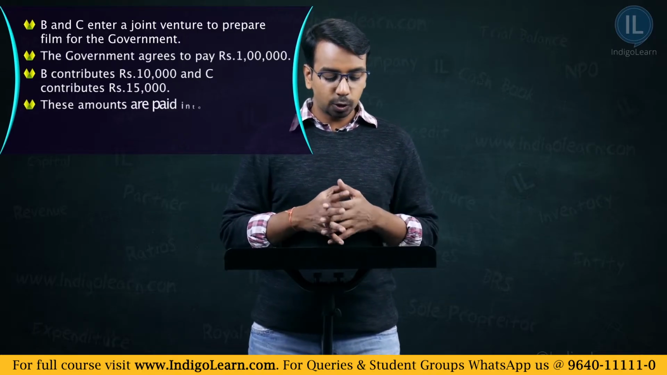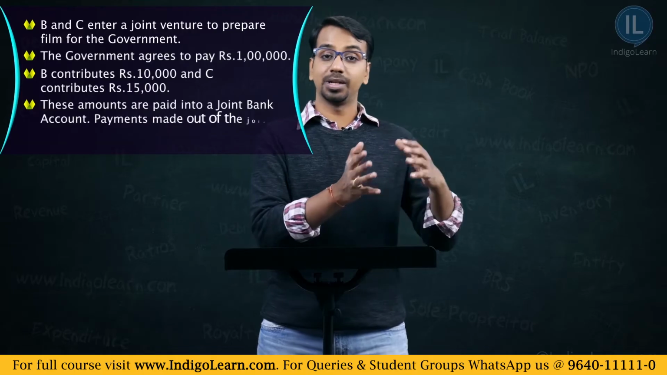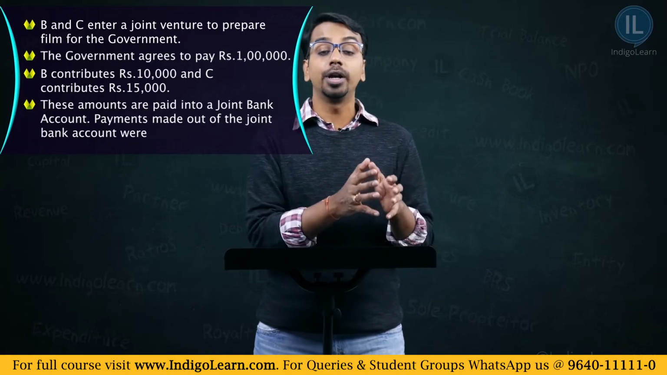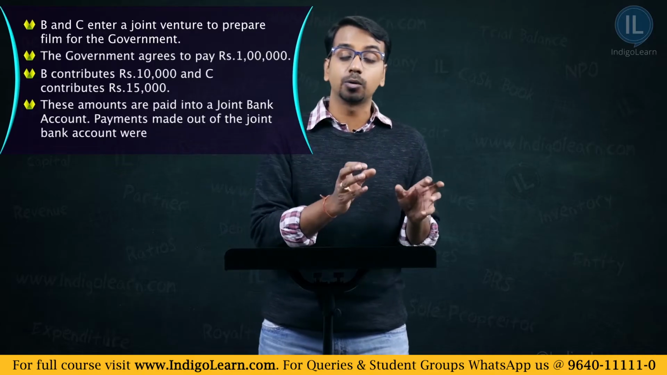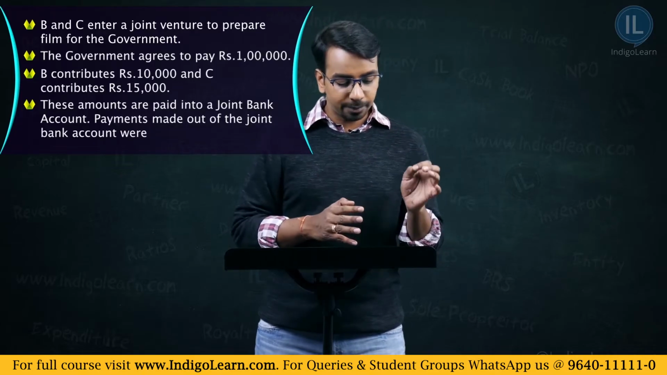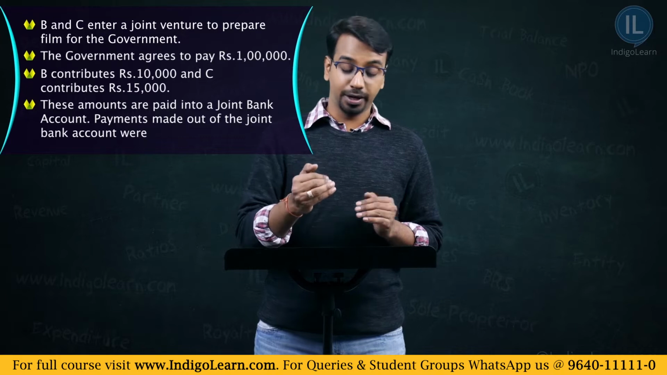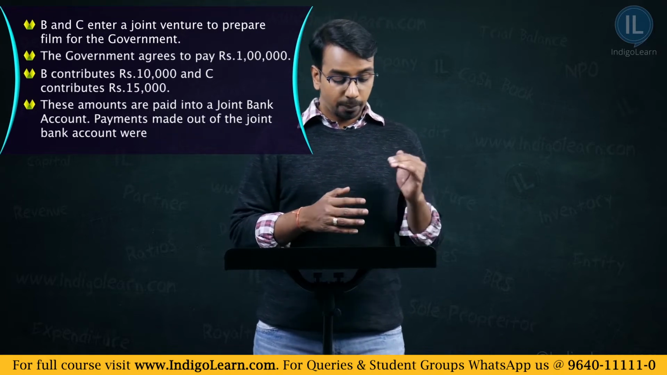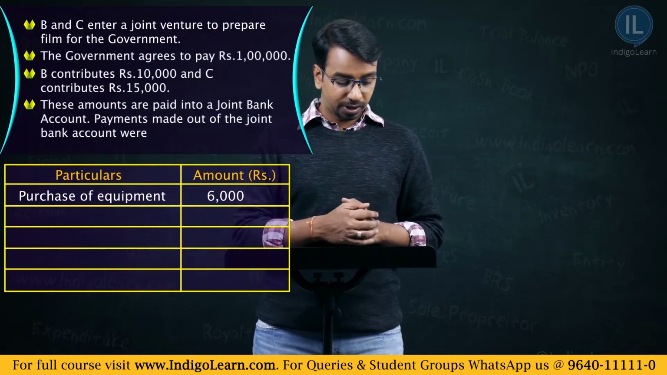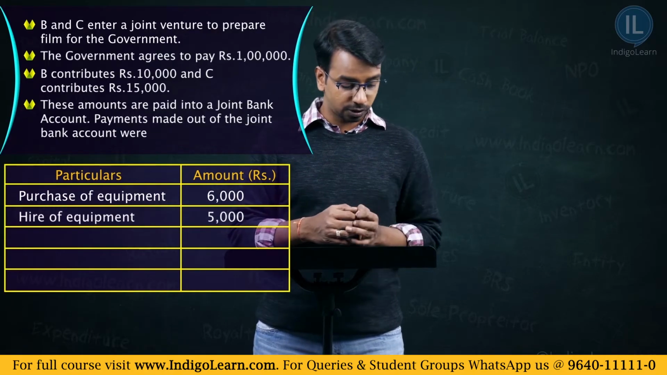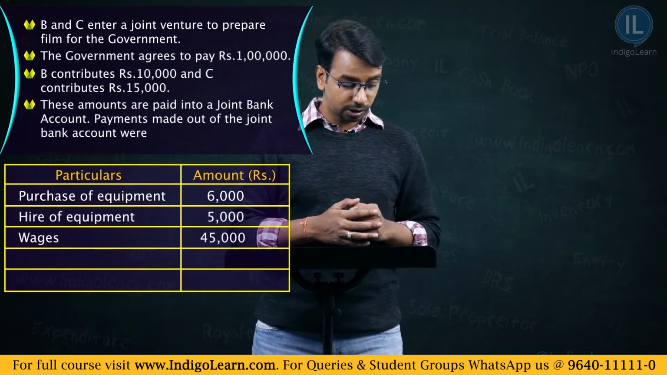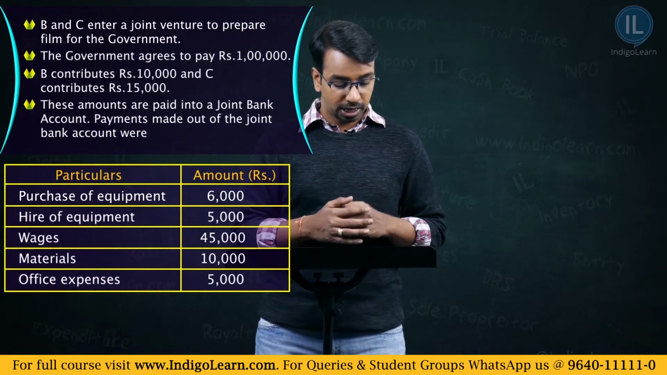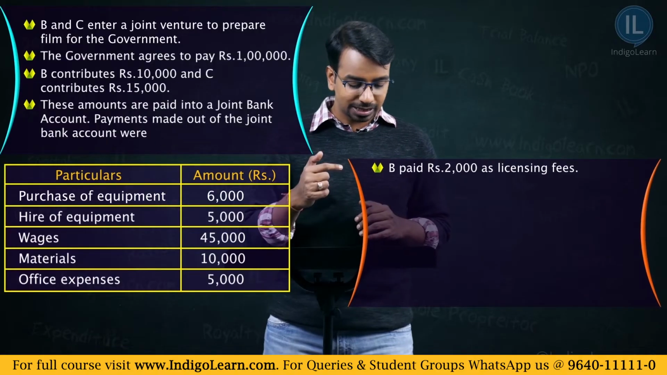These amounts are paid into a joint bank account. So as we discussed earlier, they have created a separate joint bank account in which this 10,000 and 15,000 has been paid. Payments made out of the joint bank account: purchase of equipment 6,000, hire of equipment 5,000, wages 45,000, materials 10,000, other office expenses 5,000. B paid 2,000 as licensing fees.